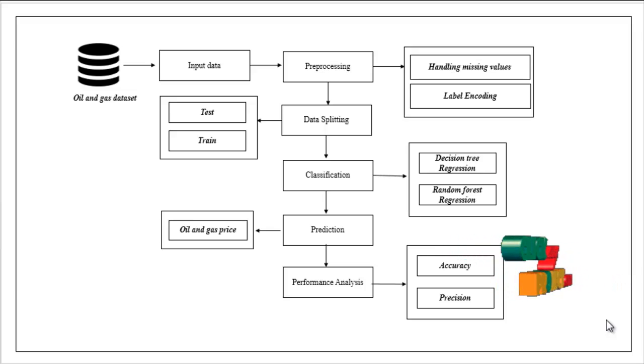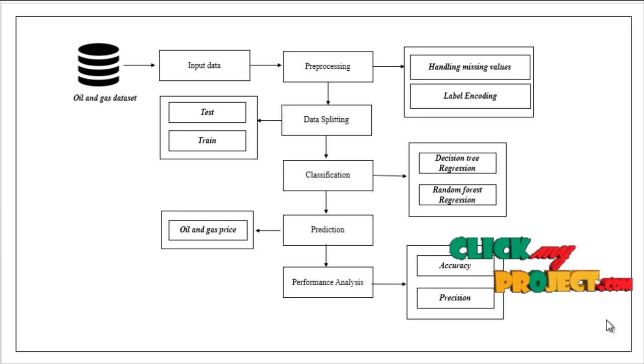Then we have to implement the pre-processing step. Here we have to handle missing values. If you have any missing values in your data set, we have to replace those missing values by zeros. Then we have to perform label encoding. Here we convert the strings into numeric integer values.